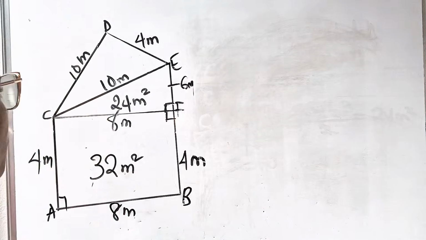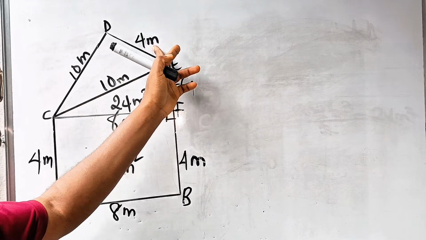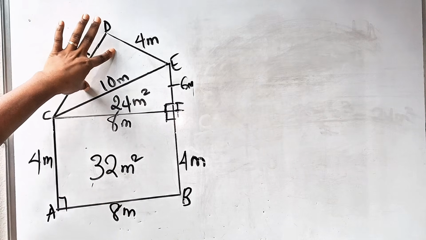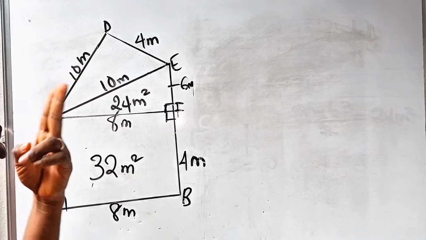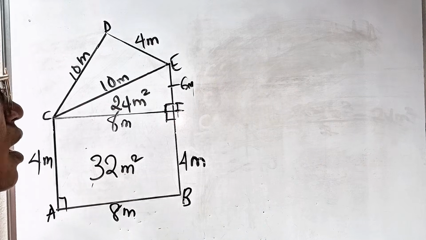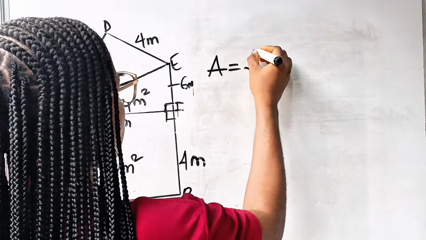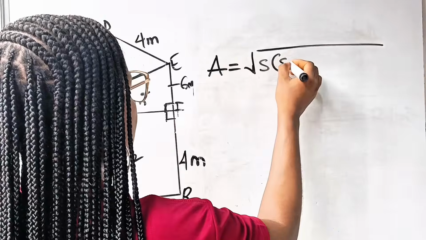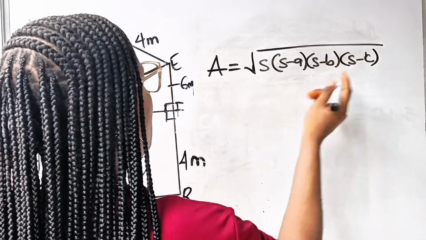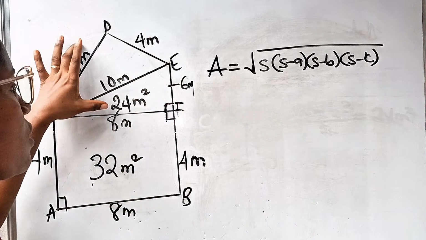Okay, so now that we have here to be 10, and here to be 10, and here to be 4, we can actually find the remaining area, which is this place, using 2 methods. But I think I will go with the one that is easier. We would have used Heron's method, all right? The one that says that the area of a triangle is the square root of S bracket S minus A bracket S minus B bracket S minus C, whereby S is half of the perimeter of the triangle.